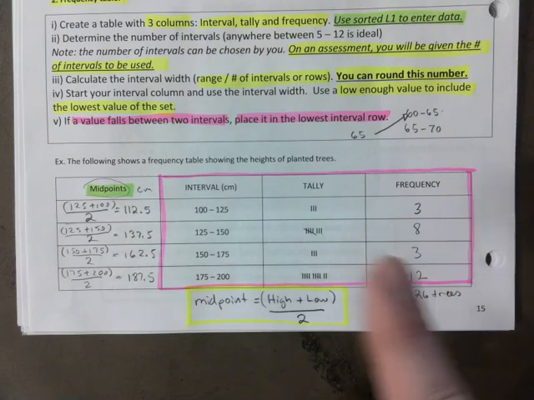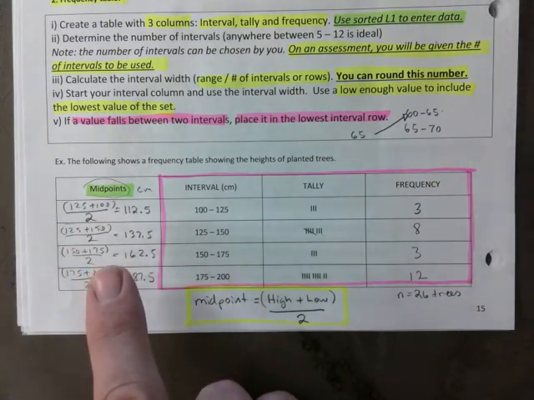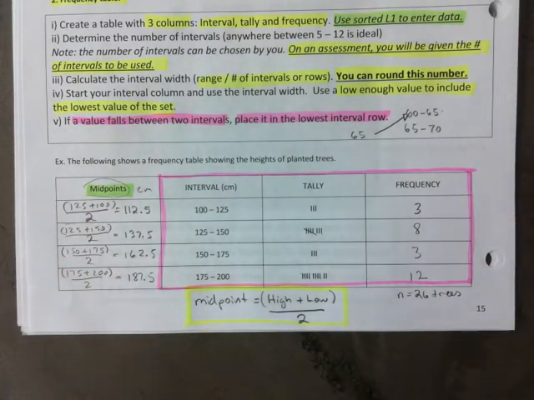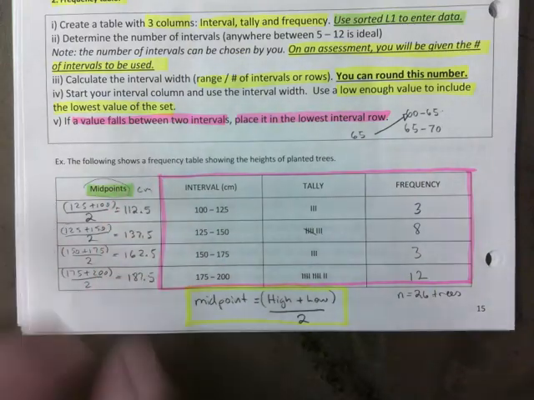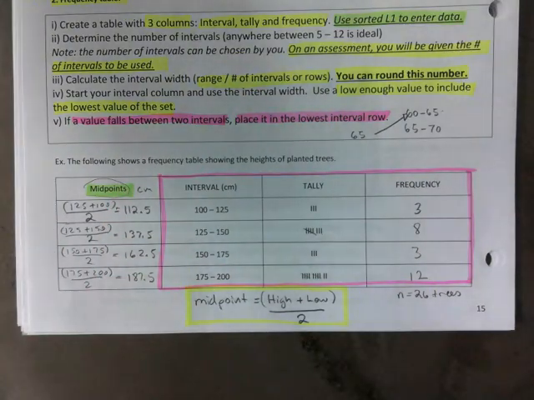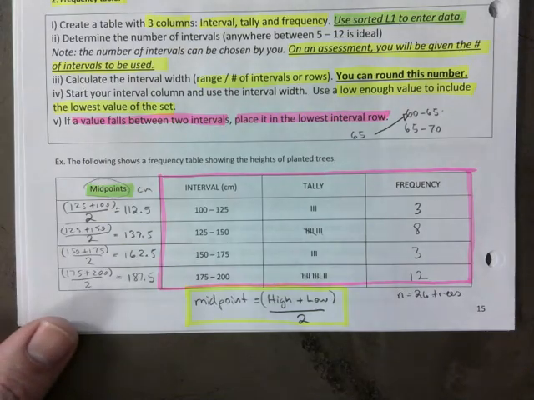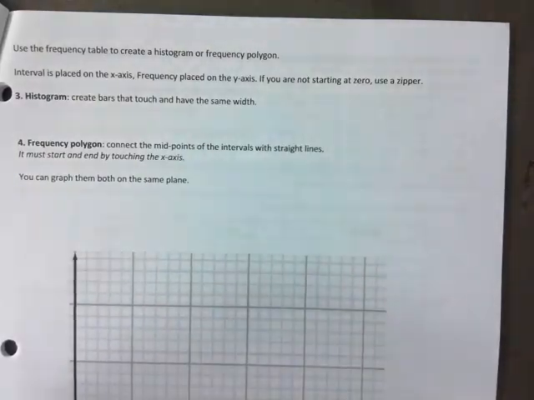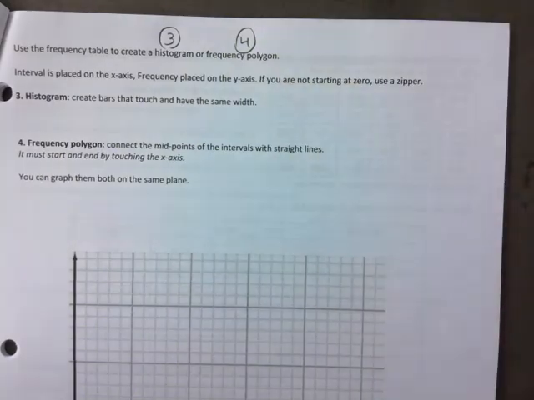Listen carefully to this part. The midpoints, you're gonna add this column. You're gonna have to add the midpoints later on. Okay, this is just for later. Let's keep going. Use the frequency table to create a histogram or frequency polygon. Histogram is our third. This is our third option to graphically represent, and this is our fourth option.